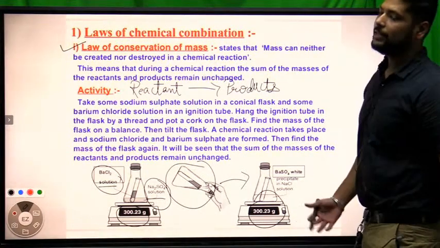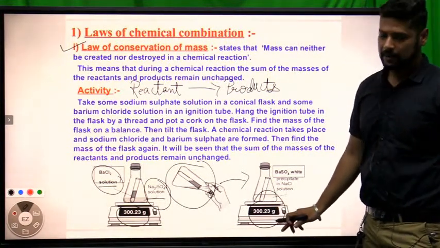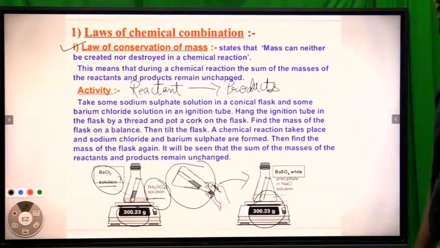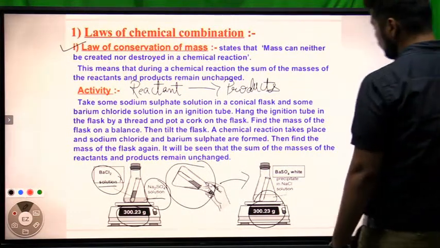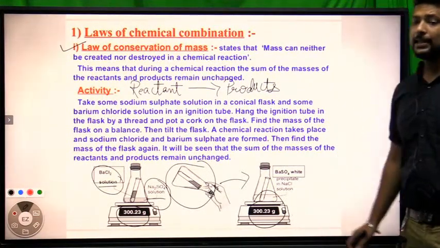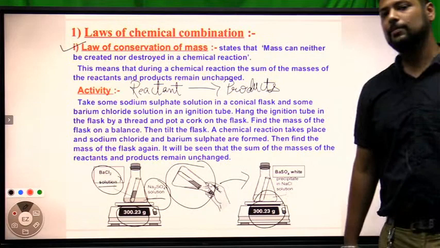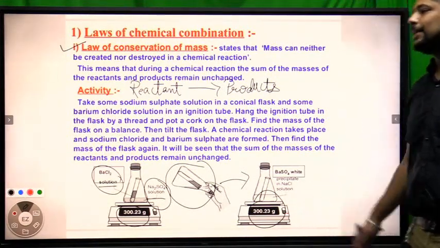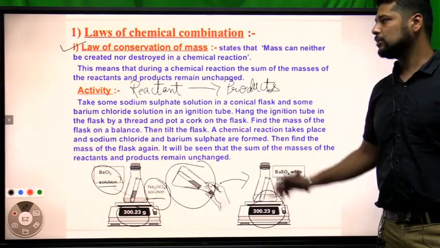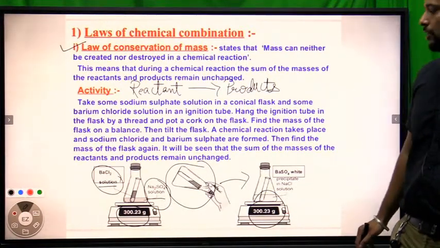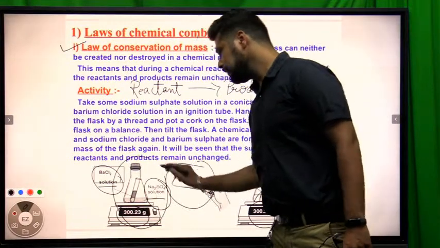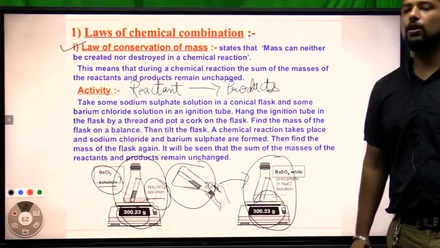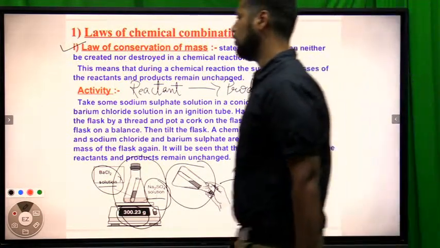If mass had been destroyed, our weight would be less. This 300.23 gram weight could be 200 or 250 gram if the mass were destroyed. So mass is not destroyed, mass will remain the same. If mass were created in a chemical reaction, the weight would be more, but the weight remains the same. So we can say that this law is correct, the law of conservation of mass. This is our reactants and this is our product. So this is our first law, the law of conservation of mass. Let's move toward our next law.